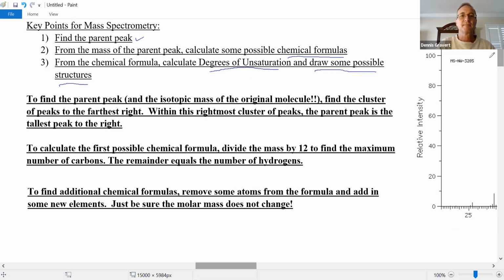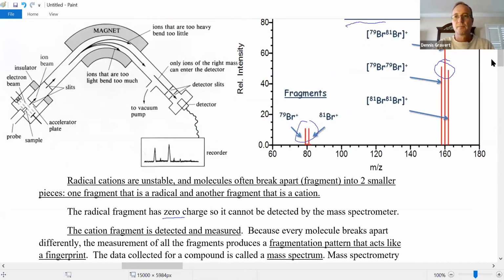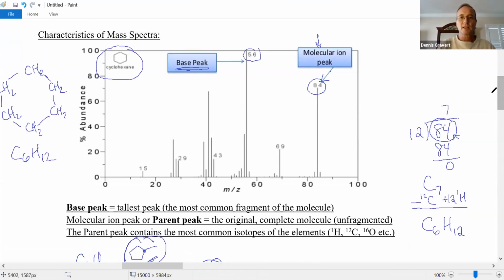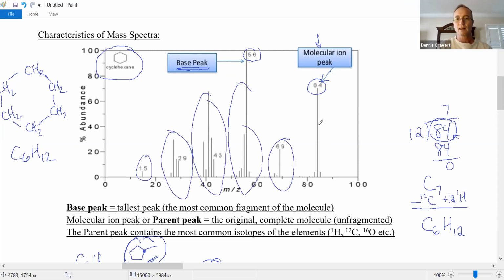Here's the guideline. Step 1, find the parent peak. Well, to find the parent peak, find the cluster of peaks farthest to the right. So I marked up all of this one. Well, this one's not too bad. So if you just step back and look at the forest from the trees, you've got some peaks here, here, here, here, here, and here. These are clusters, right? 1, 2, 3, 4, 5, 6 clusters of peaks.